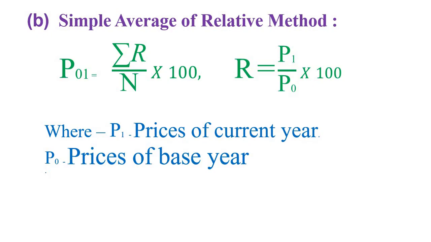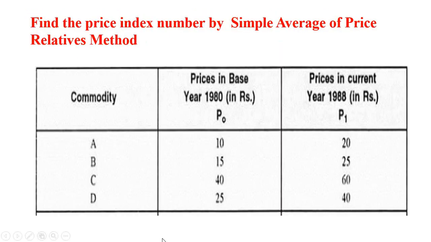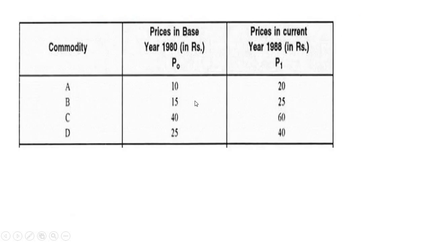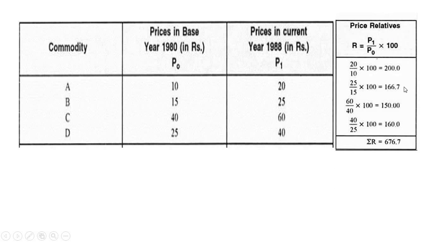Then the second method, simple average of relative method. This is the formula: summation R divided by N into 100, where R equals P1 divided by P0 into 100. Same expression only. R is introduced here for the purpose of division format. Now the same question will be taken. One more column will be added, which is called price relative, equal to P1 divided by P0 into 100.